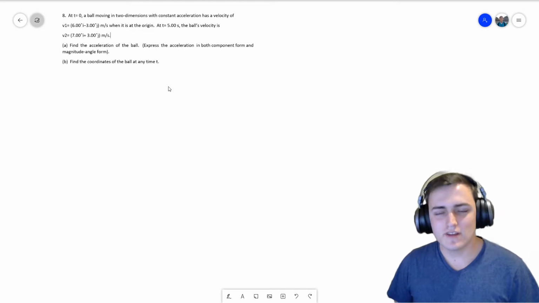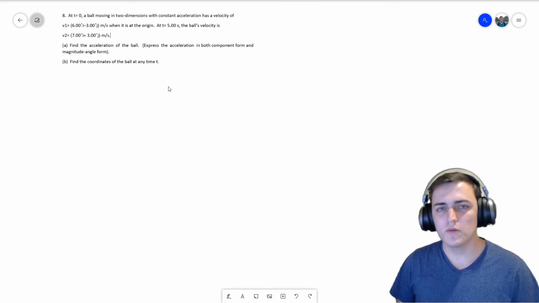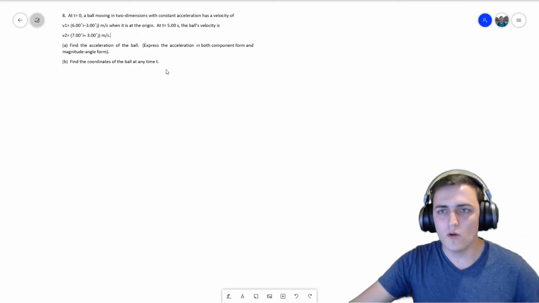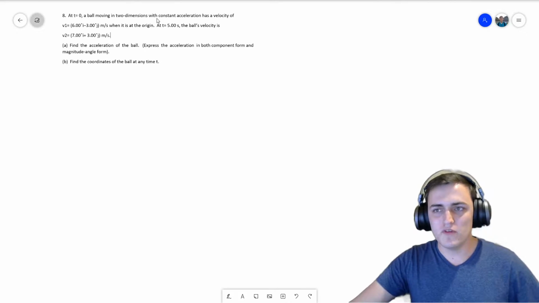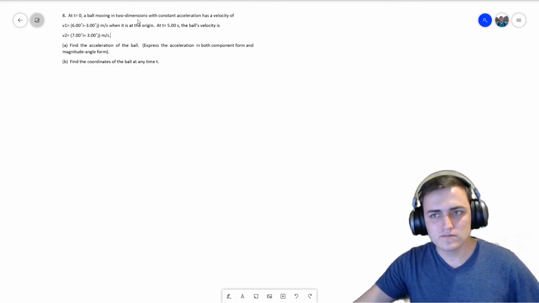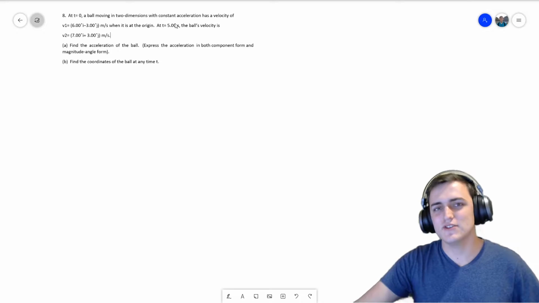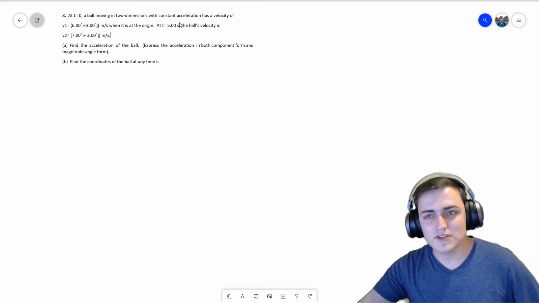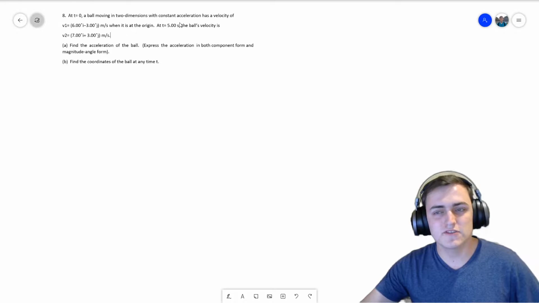So here we are solving a similar problem to homework 2, problem 8. We are given a ball moving in 2 dimensions, x and y, with a constant acceleration. We don't know what that acceleration is, but part A is going to have us find it.